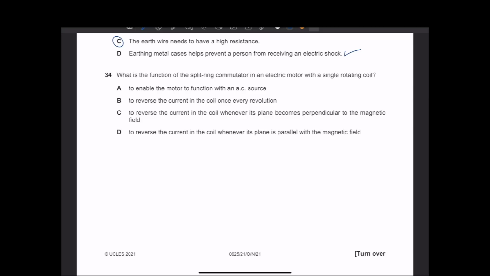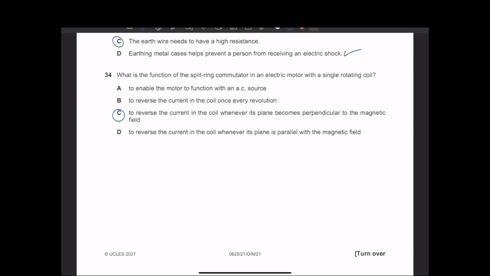So this is the most correct one, and the rest are partly correct, but they are not completely correct. So, to enable the motor to function with an AC source, actually this is part of it if the motor is an AC motor, so we need to reverse the direction of the current every revolution, especially in that position, if it is perpendicular to the magnet, to change the direction of the force acting, to change the direction of the motion, to keep the motor rotating. So depending on that, I'm going to choose C.